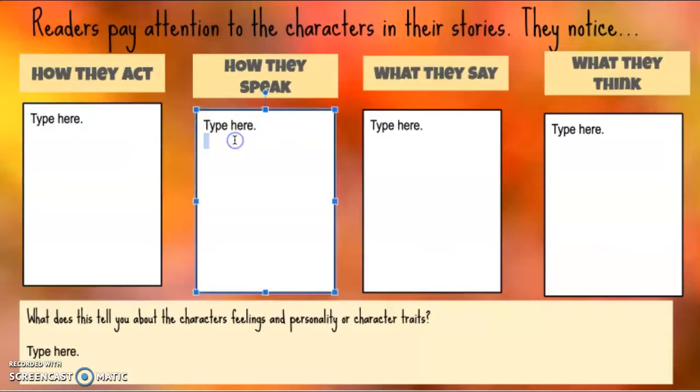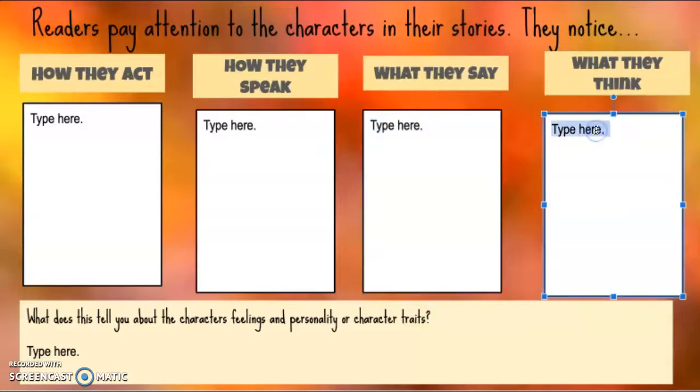And then as you're reading, you might notice something that they say that reveals something about their personality or their feelings. And you're going to jot down examples from the text in that box about how they speak. What are they saying? When the author gives you dialogue, what kind of tag do they use? Do they whisper? Do they shout? What do they say? What are the exact words that they're using that give you an opportunity to look into who they are, to see their feelings and their personality?